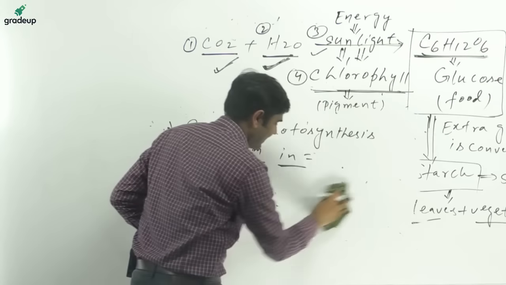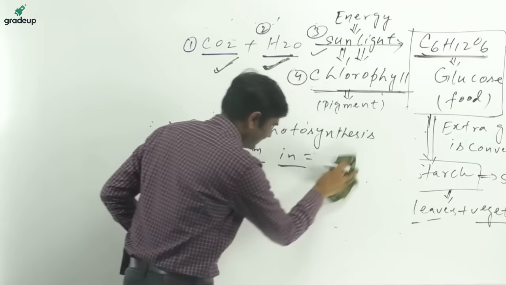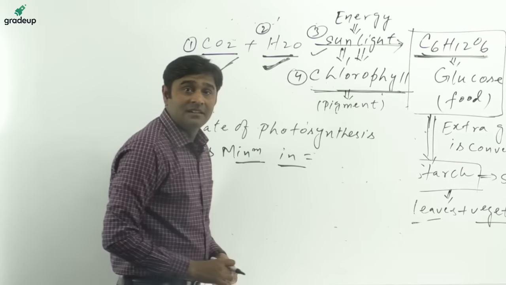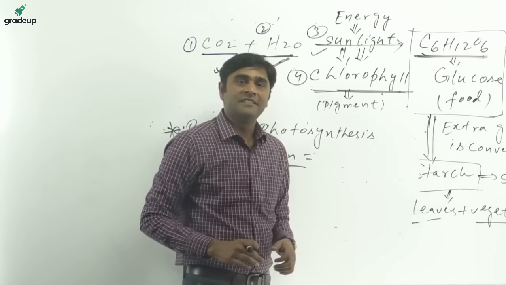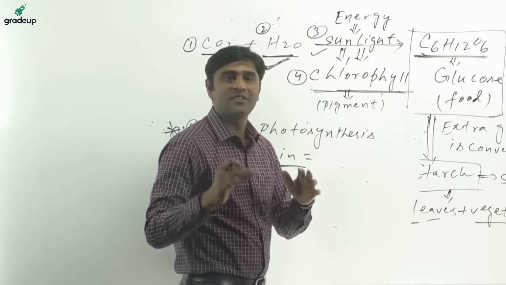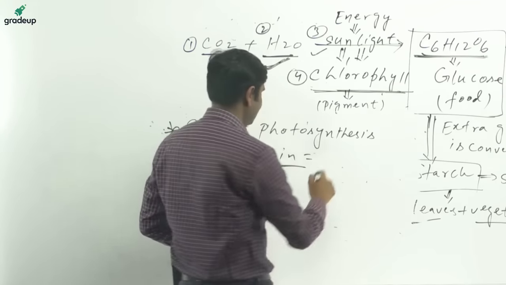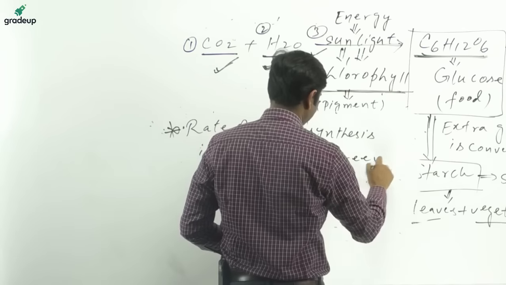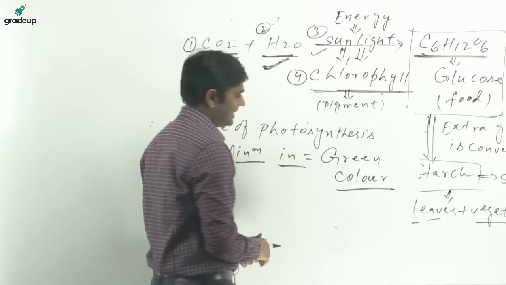Violet, green, red, yellow. What is the correct answer? Rate of photosynthesis is minimum in green color. Okay, absolutely right answer guys. Rate of photosynthesis is minimum in green color of light.